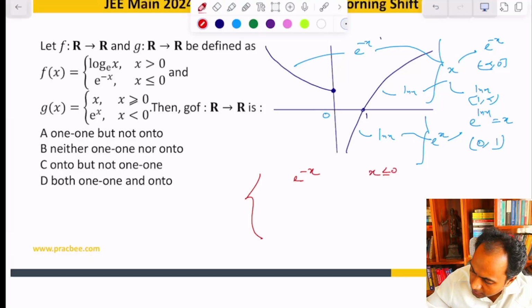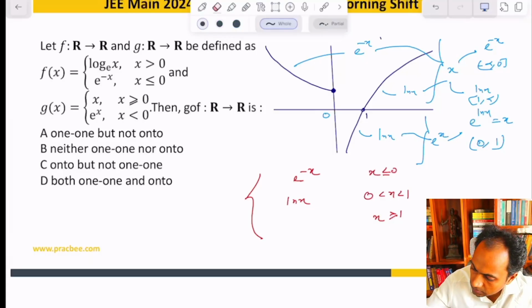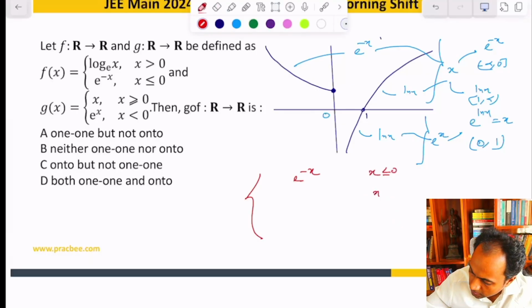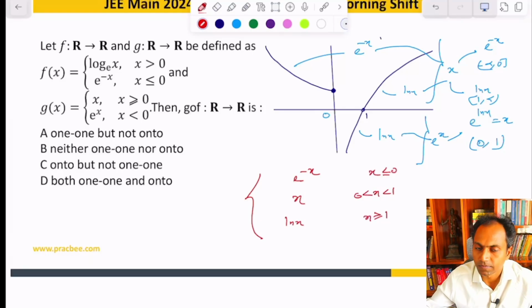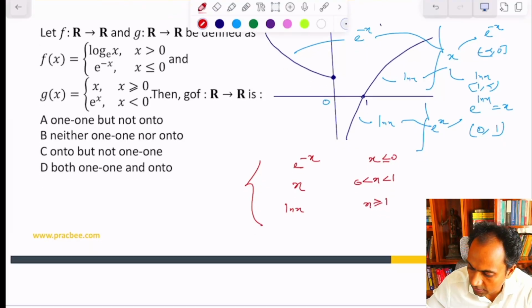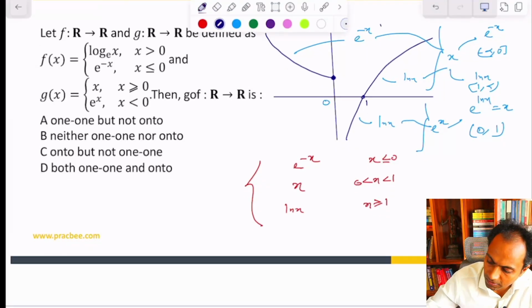Now for values of x between 0 and 1, with 0 and 1 not included, you can write this function as ln x. And for values of x greater than or equal to 1, this will again become... so for values of x between 0 and 1, this becomes equal to x. For values of x greater than or equal to 1, it becomes 7. So once you have all of these 3 values, it would be easier to draw the graph and then determine whatever the question is trying to ask.